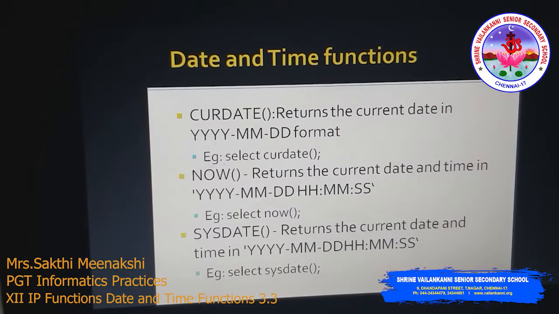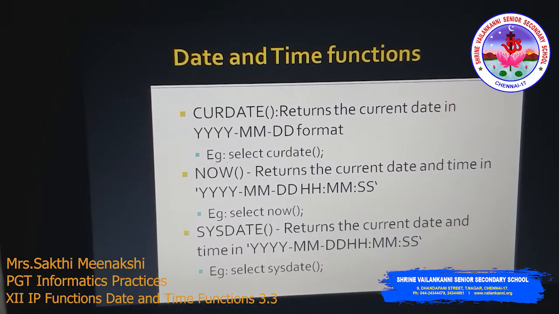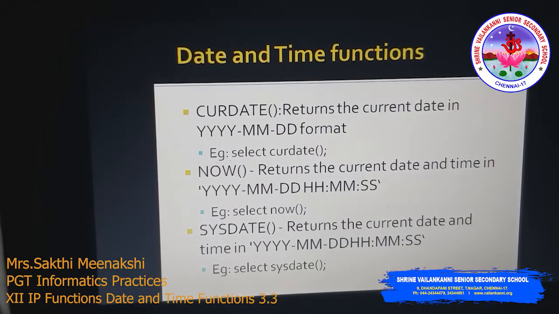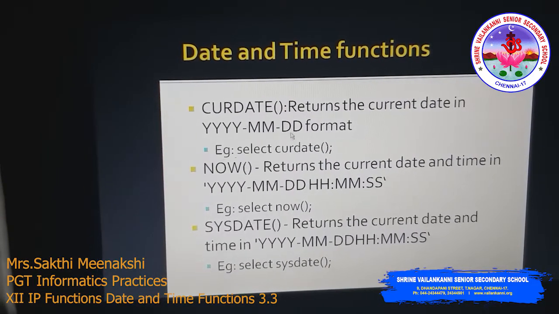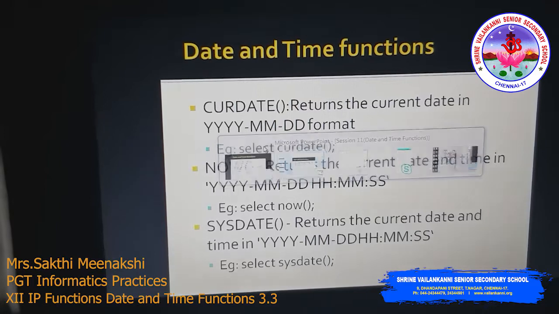The first function is the CURDATE function. This function returns the current date in the format of year, month and then date. Normally you can use it with the select statement. I'll do the demo now.